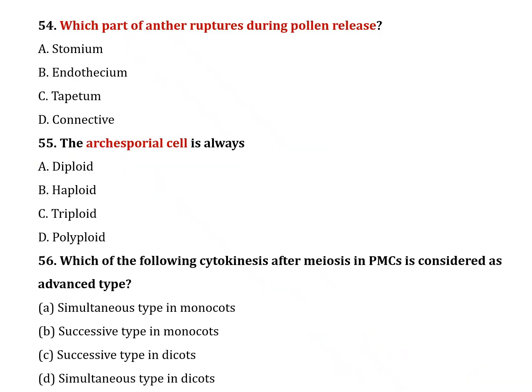The next question, number 54. Which part of the anther ruptures during pollen release? Option A, stomium; option B, endothelium; option C, tapetum; option D, connective. Correct answer is option A, stomium.